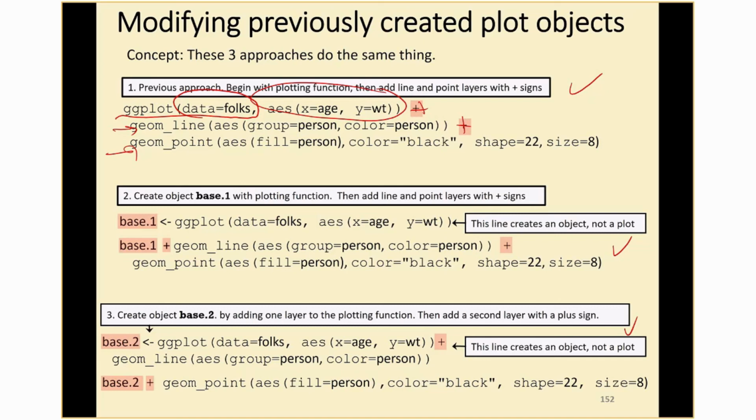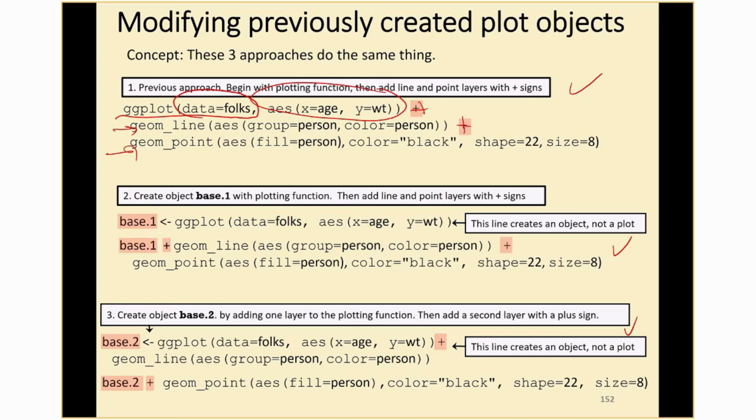This is an alternative way to do business. I could create an object called base1 that had the plotting function together with the common aesthetic mapping. Now, this particular code here would not result in a plot being rendered. You wouldn't see it on the monitor, and there's two reasons for that. First reason is I've got the assignment operator. And by virtue of having the assignment operator, I'm creating this object, but nothing is going to be printed.